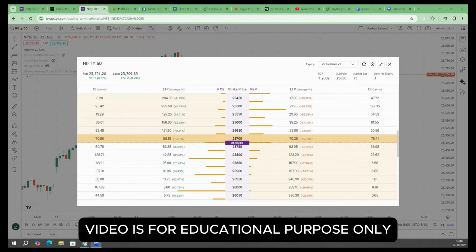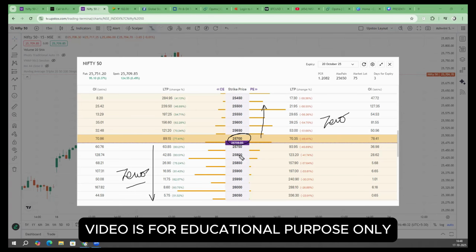We have again come to the practical points. Right now see this: we have some intrinsic value and a time value. Understand, if the market closes around 25,700 right now, these are all out of the money, and they don't hold any value after expiry. They will all become zero. You understand here, they will all become zero.